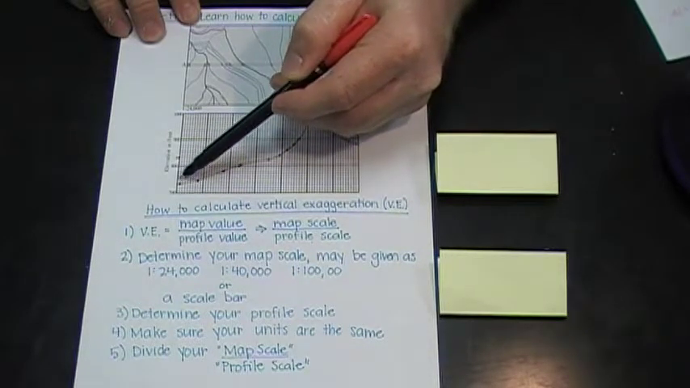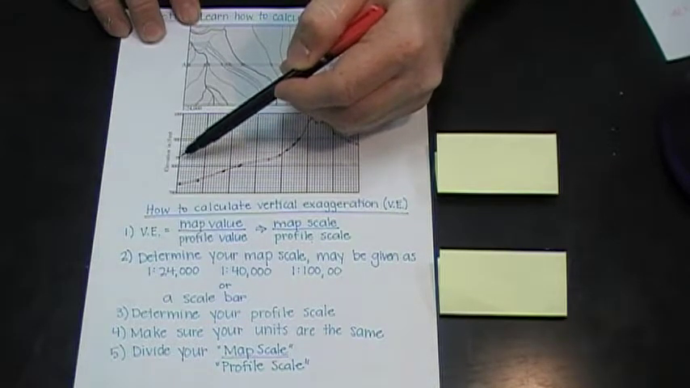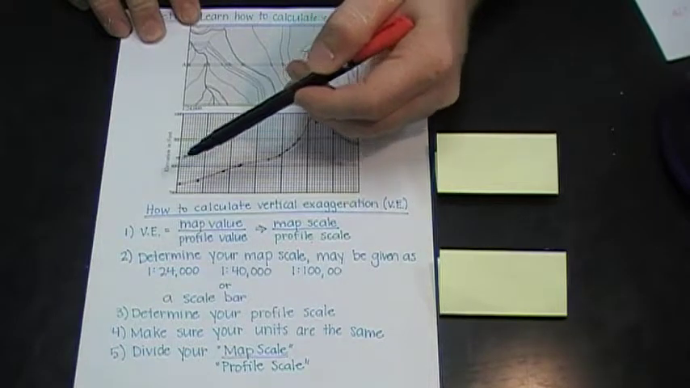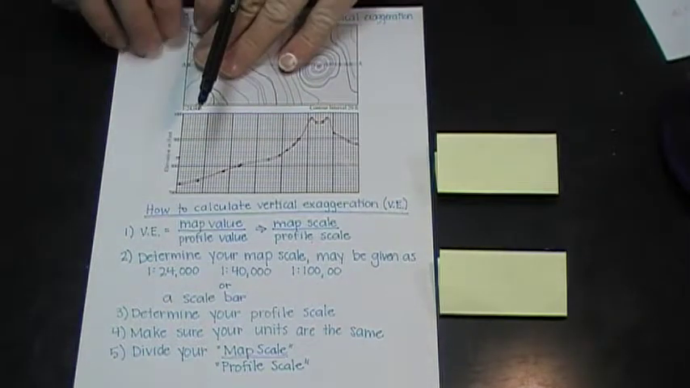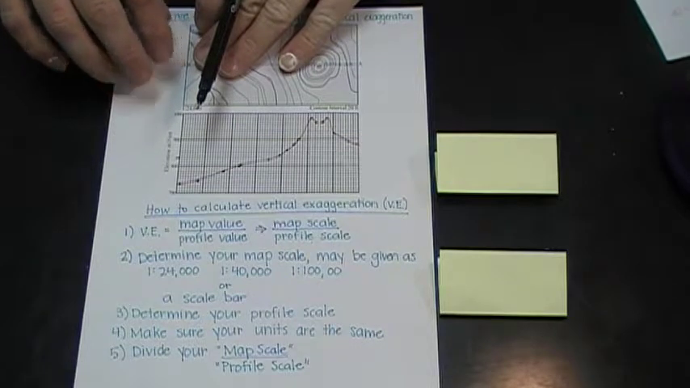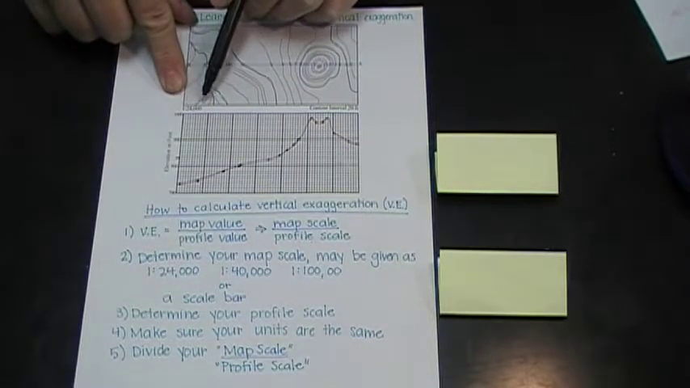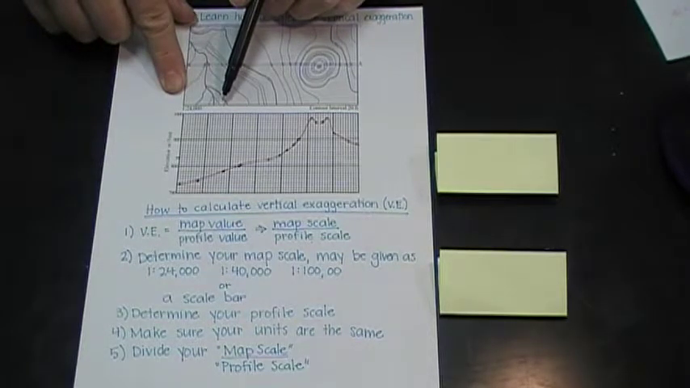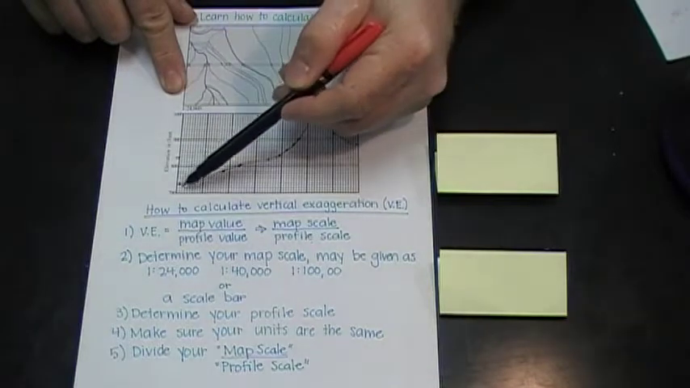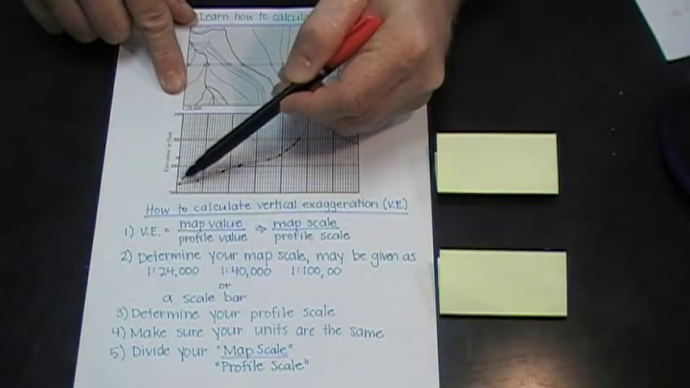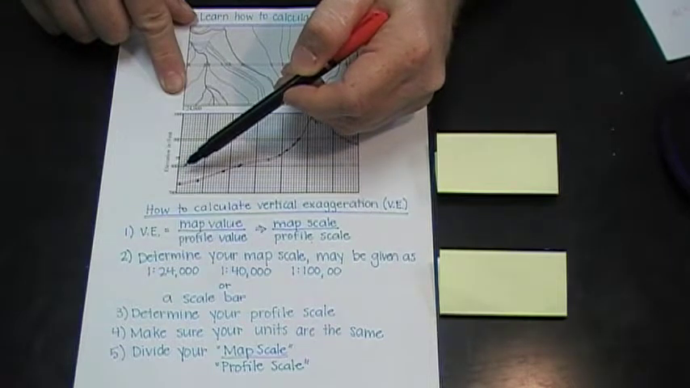And since each one of these little blocks on this scale here represents 10 feet, our profile scale for 1 inch equals 130 feet. So again, just to make sure we understand, we are trying to calculate the scale differences over 1 inch. So 1 inch on this map equals 24,000 inches, which equals 2,000 feet in the real world. 1 inch on this profile is equal to 130 feet as this profile is drawn.